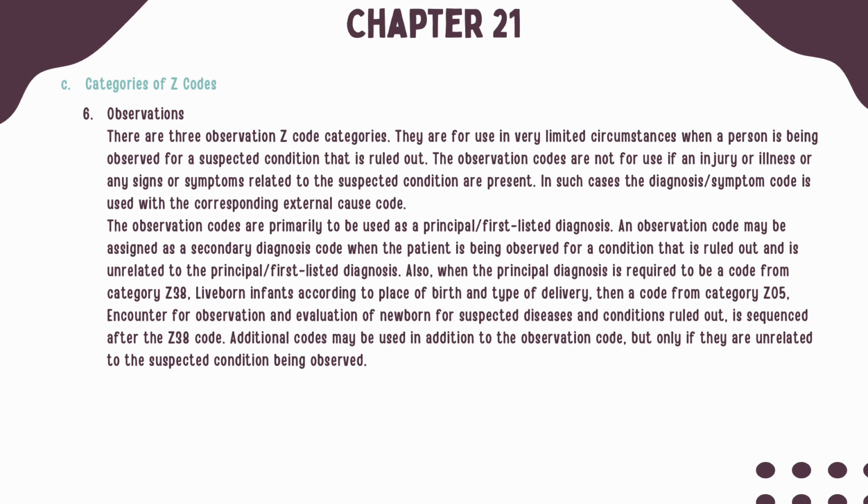When the principal diagnosis is required to be a code from category Z38, such as the birth record, then a code from category Z05 for the observation and evaluation of a newborn for a suspected disease and conditions that are ruled out should be sequenced after the Z38 code. Additional codes may be used in addition to the observation code, but only if they are related to the suspected condition that is being observed.